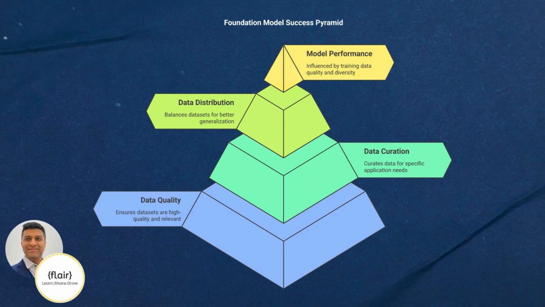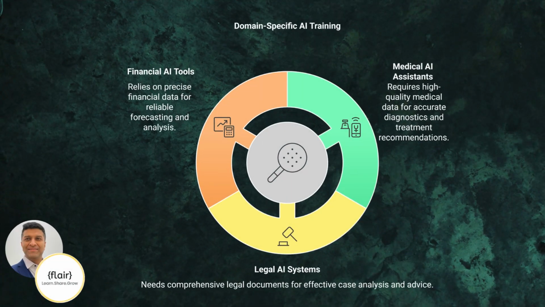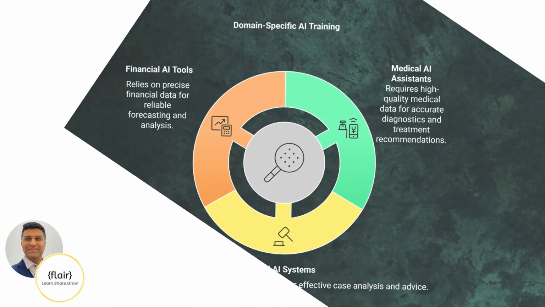A foundation model is only as good as the data it was trained on. The capabilities and limitations of these models are heavily influenced by data curation, ensuring datasets are high quality, diverse, and relevant to specific applications, and distribution of data. Training on well-balanced datasets allows models to generalize better and perform across multiple domains. For example, domain-specific models like medical AI assistants require training on high-quality industry-specific datasets to produce reliable outputs.